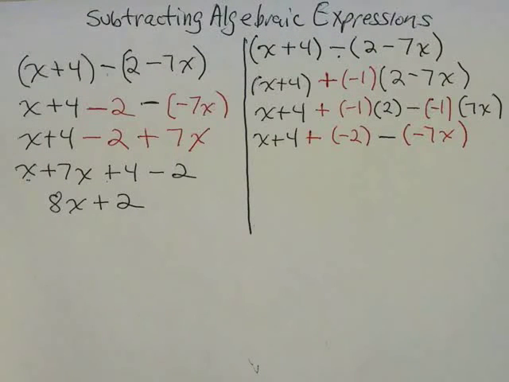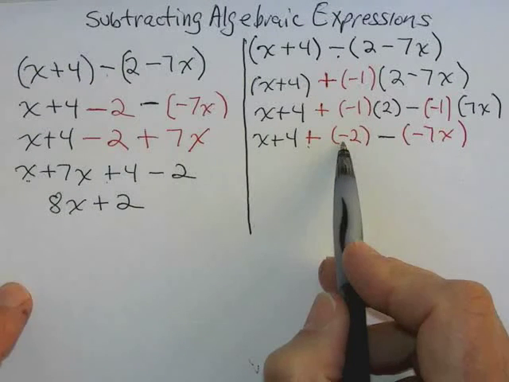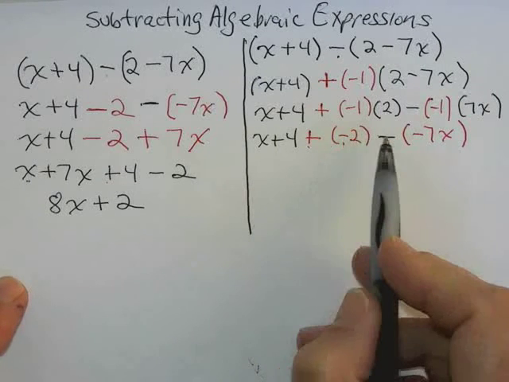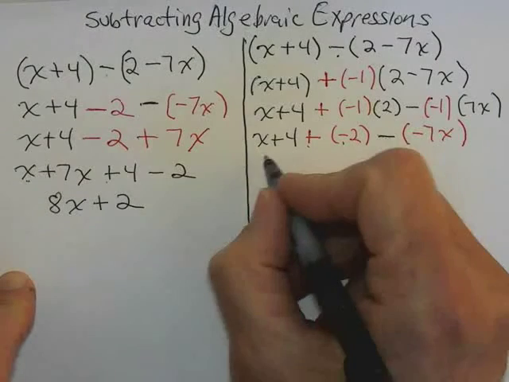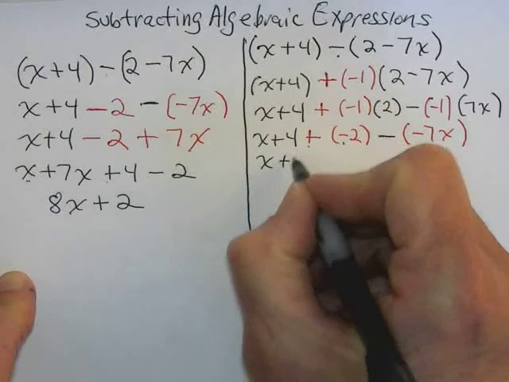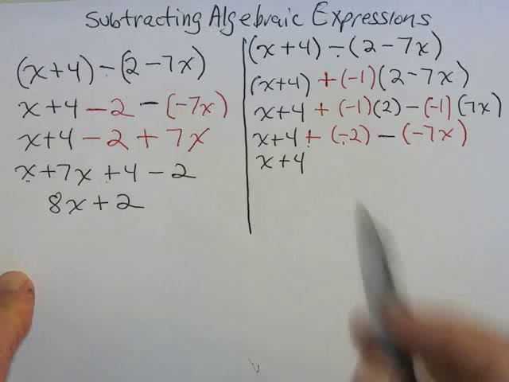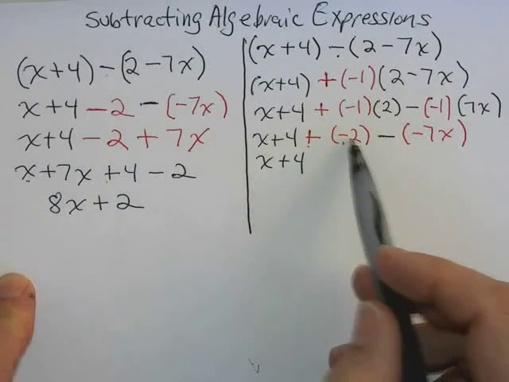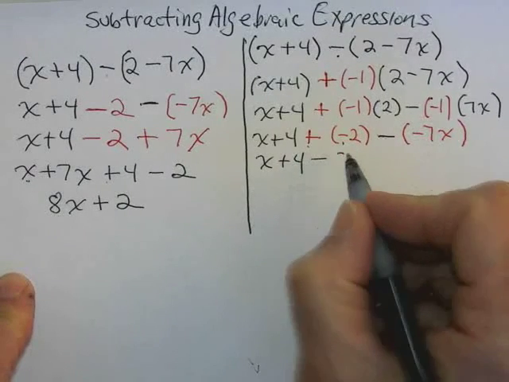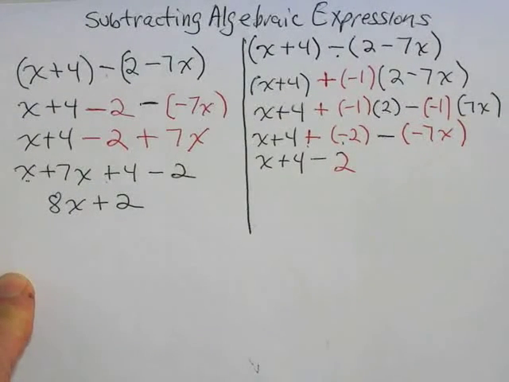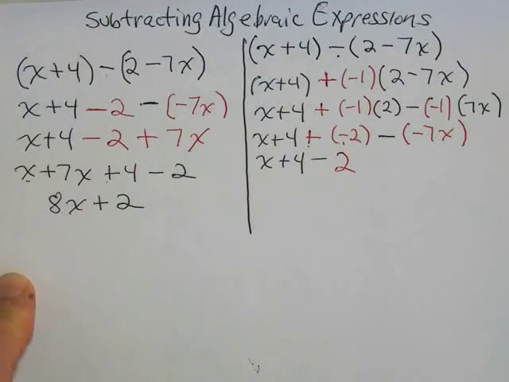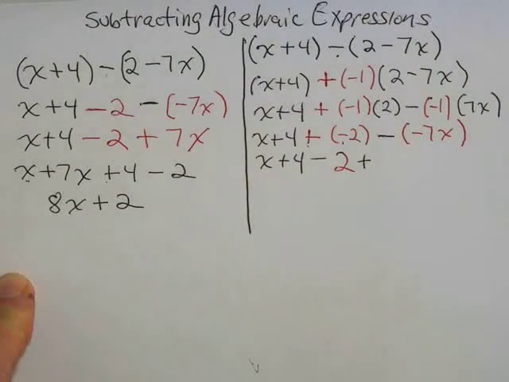I'm going to rewrite these using two rules that I know from working with integers. Let's look at them before we use them. Adding a negative is the same as subtracting a positive, and subtracting a negative is the same as adding a positive. Let's use those to simplify things. I still have x plus 4, that's unchanged. But now I'm going to make another change, and I'll do it in black. Adding the negative 2 is the same as simply subtracting 2. I'll do that one in red. And subtracting negative 7x is the same as adding 7x.